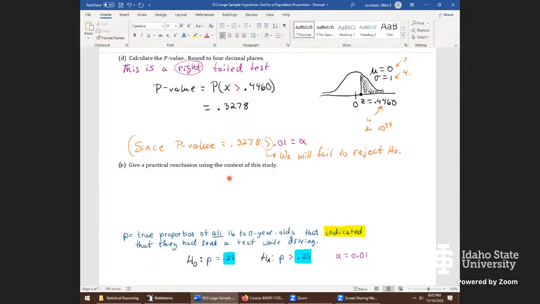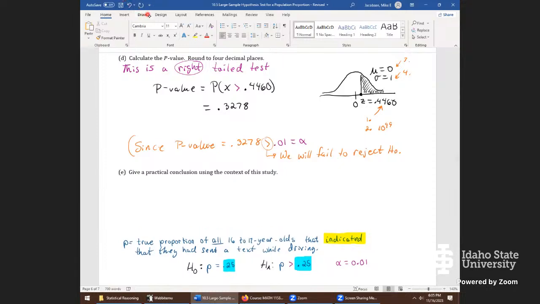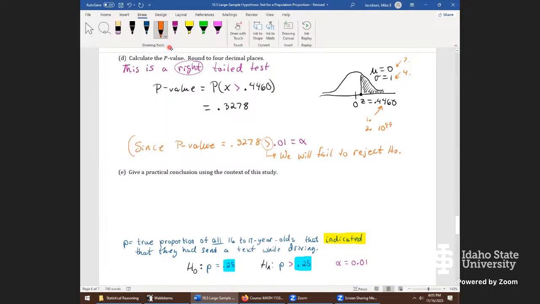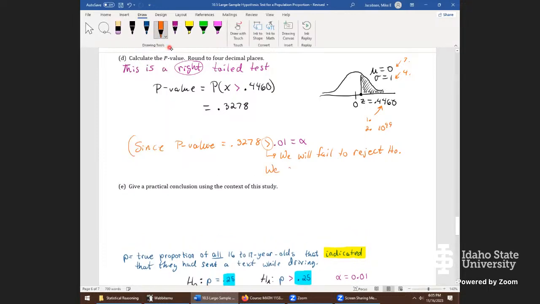but maybe better said, or in our organizing thought here in orange, let's say this another way. We do not have enough evidence to support HA. And that's essentially what our conclusion is going to be. We have to read out everything, what the parameter is, the directionality, and that kind of stuff.